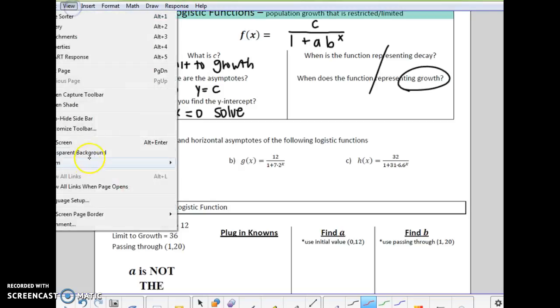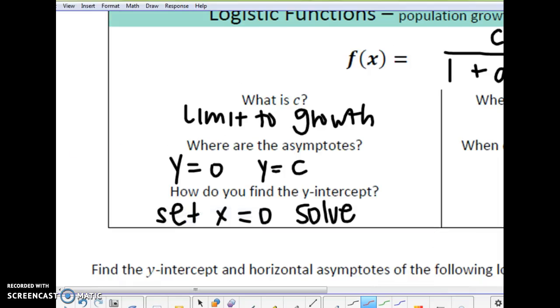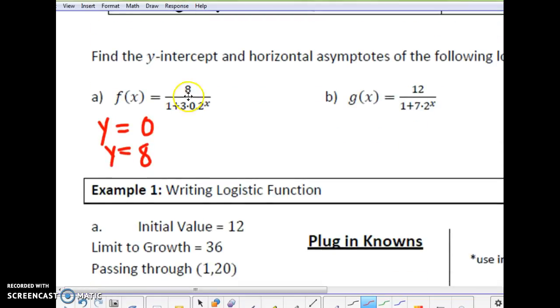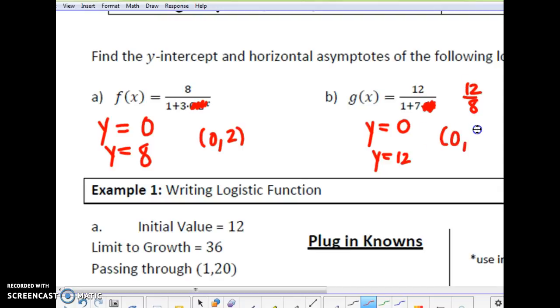growth. To find your y-intercept, the easiest thing I do is make this x into 0, which is going to turn that entire thing into 1. So this is 8 over 4, which is going to be (0, 2). Next one, horizontal asymptote at y equals 0, y equals 12. We're going to do the same thing with this guy. He's going to disappear because x is turning into 0. This is 12 over 8, which is going to be (0, 3/2).